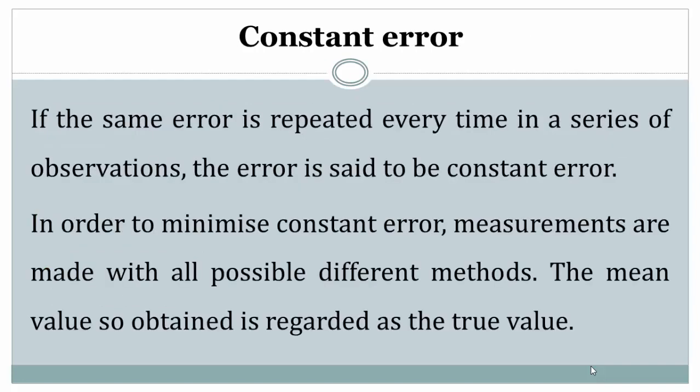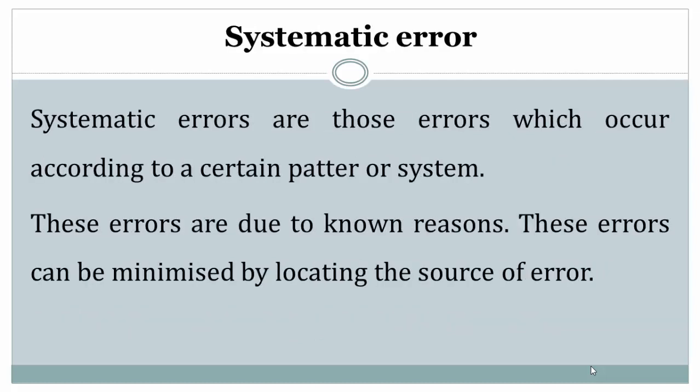What is constant error? If the same error is repeated every time in an observation, then it is called a constant error. Systematic errors are those which occur in a regular pattern. These systematic errors are due to known reasons and they can be minimized by locating the source of error.